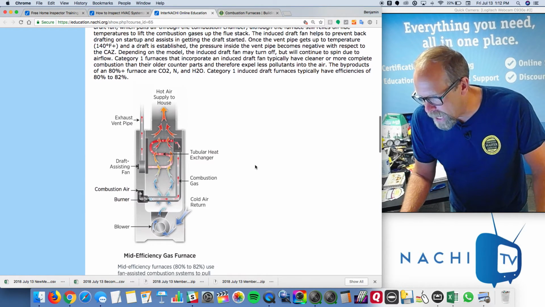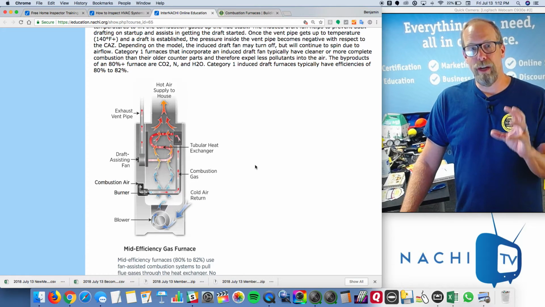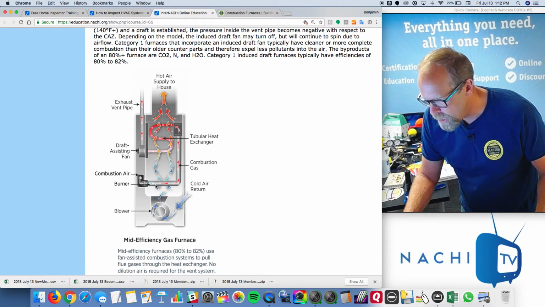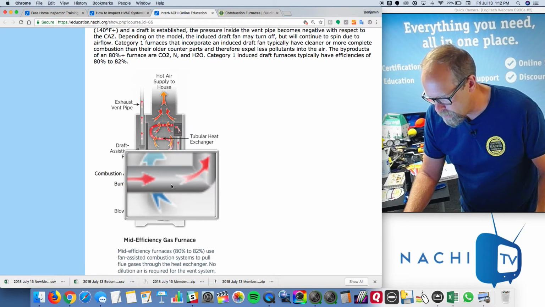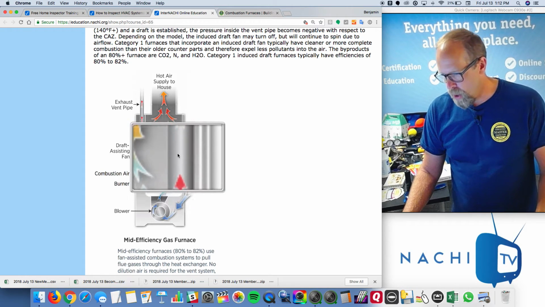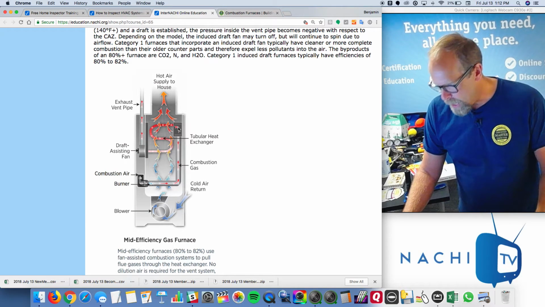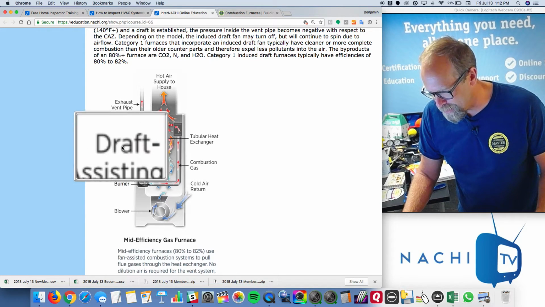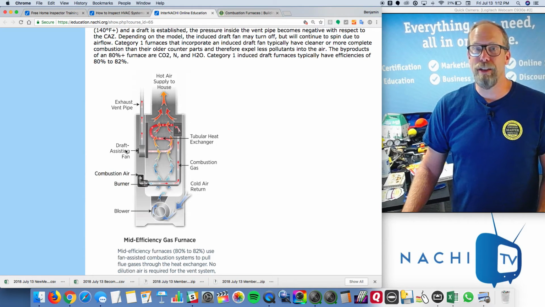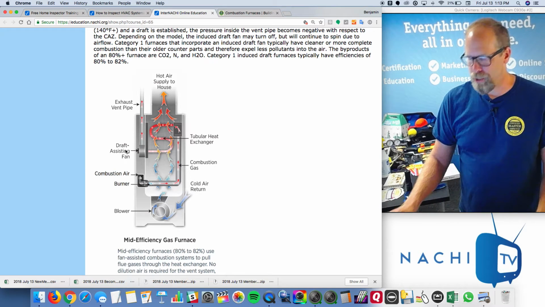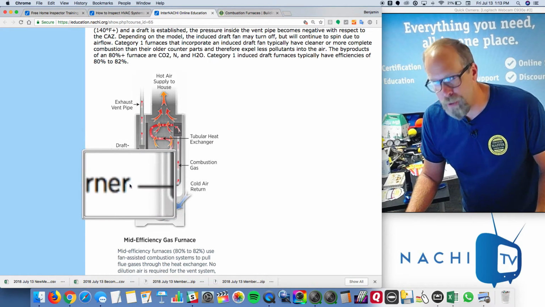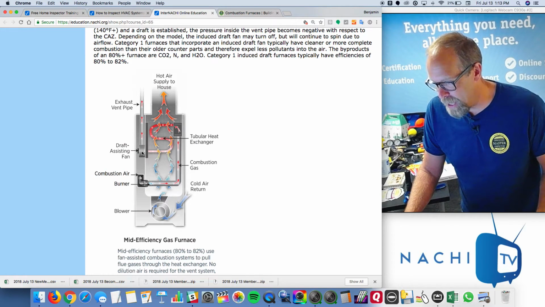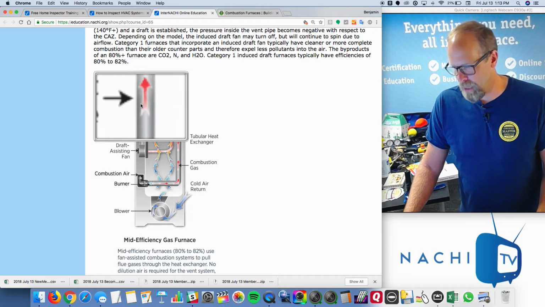So, category one furnaces incorporate an induced draft fan. And let's take a look at this illustration here. So here is the burner right there. And the combustion gases are pulled through the burner. And let's see, the draft fan is here. Let me start with the draft assisting fan. It's sucking those hot combustion gases from the burner through the heat exchanger. And combustion air is pulled through the burner, sucked through the heat exchanger by the draft assisting fan, and then is pushed out essentially through the exhaust pipe into the chimney stack.